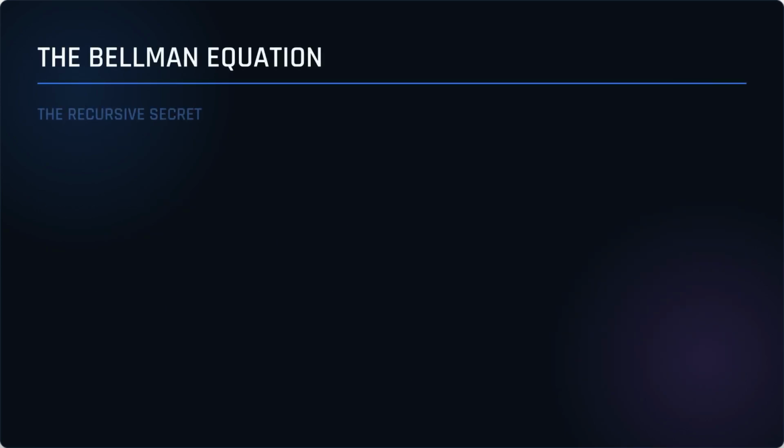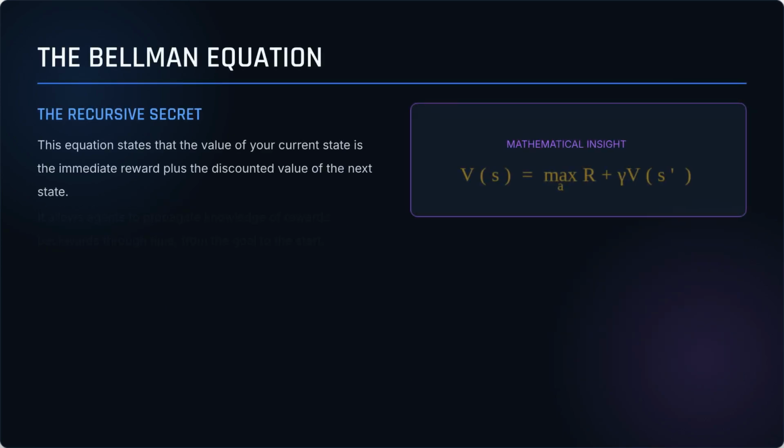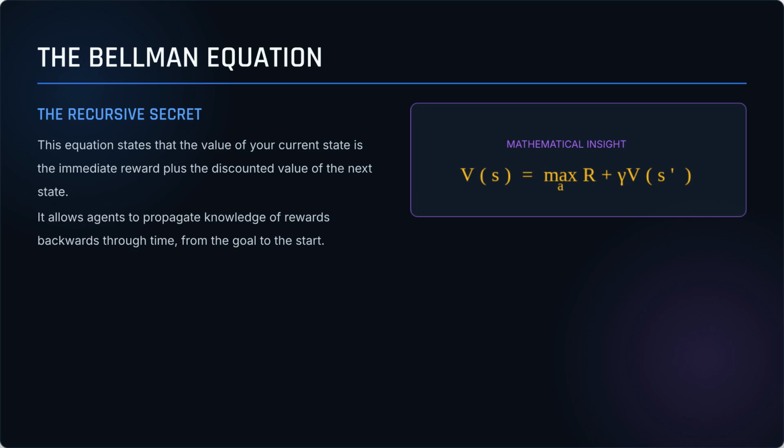The Bellman equation is the mathematical core of RL. It provides a recursive secret. The value of your current state equals the immediate reward plus the discounted value of the next state. This allows agents to propagate reward knowledge backward from the goal to the start.